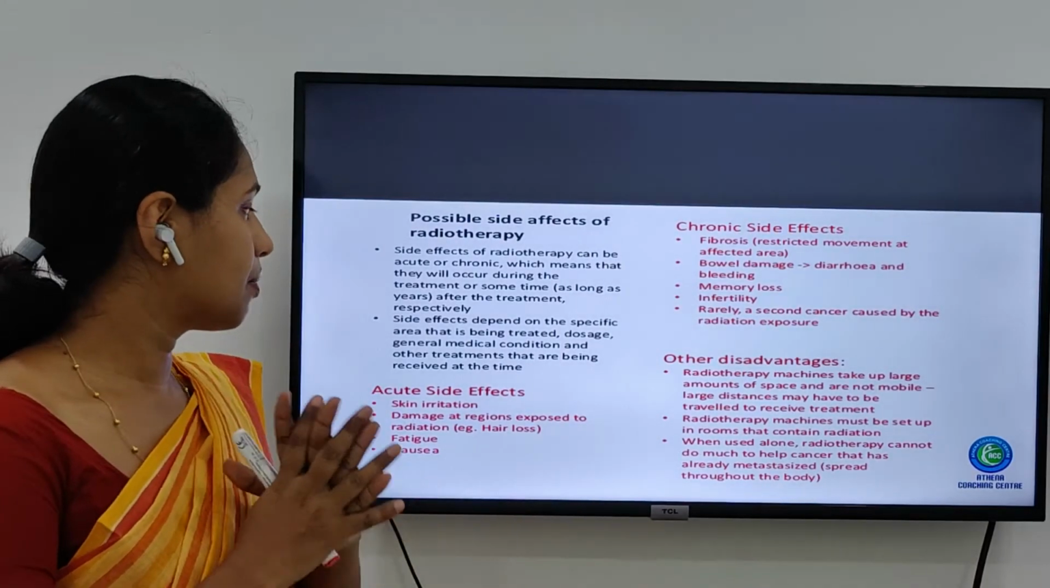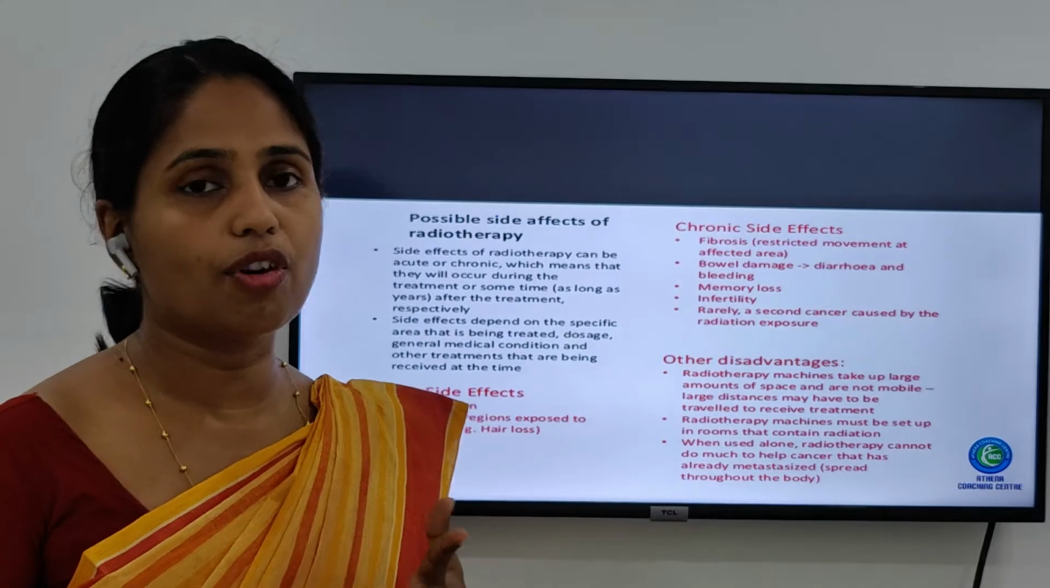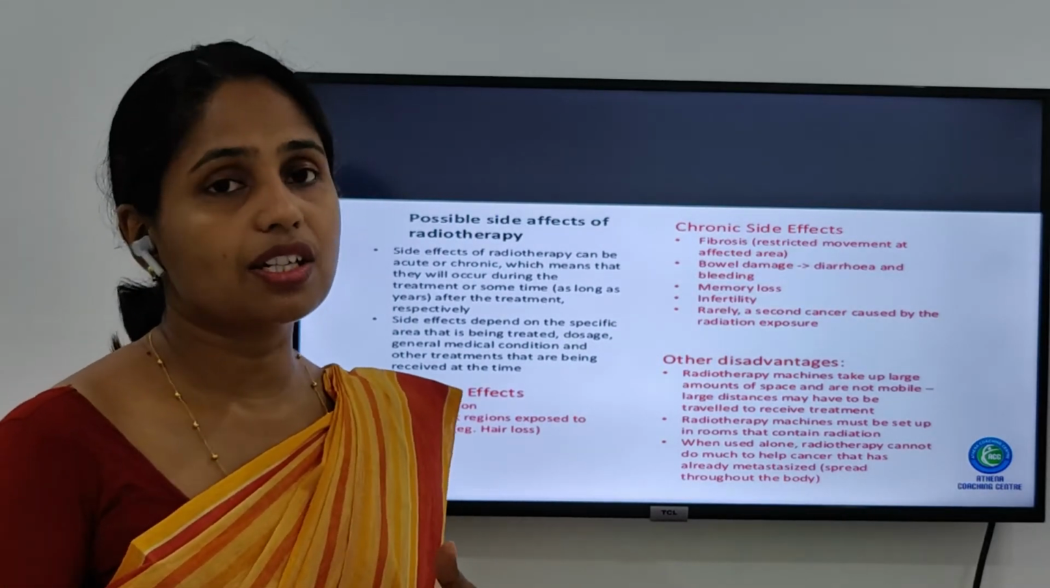There are common side effects, like you can just mention this: nausea, vomiting, weight loss, myelosuppression, and skin damage and diarrhea.